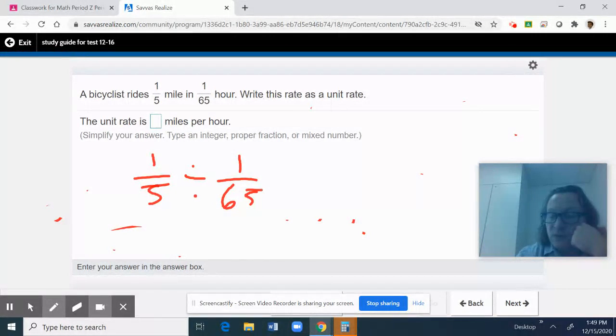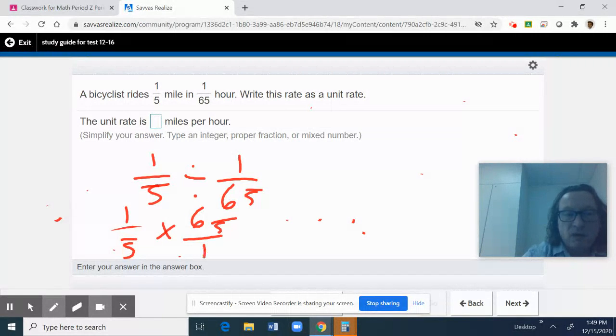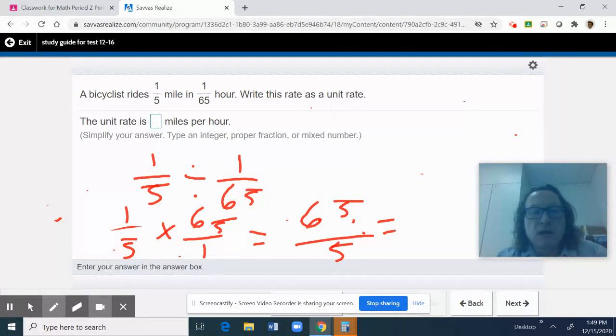Now that we have a division problem, we learn keep, change, flip. I keep the first one. I change this to a division, and this is 65 over 1 gets flipped. 1 times 65 is 65. 1 times 5 is 5. So it becomes 65 divided by 5. And if you do that, you get 13.